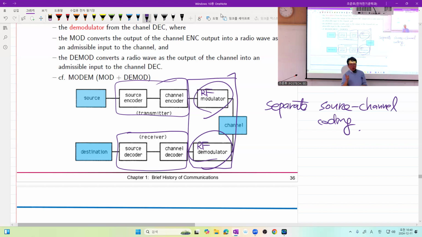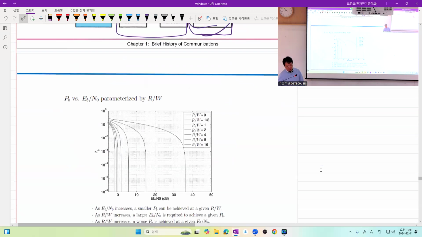However, you will see in information theory that in some cases, this separation gives you suboptimality. Sometimes you have to design a joint source and channel encoder. So this entire block must have an idea not only about the statistical model of your source signal, but also the statistical model of your channel. That is one of the information theory results.